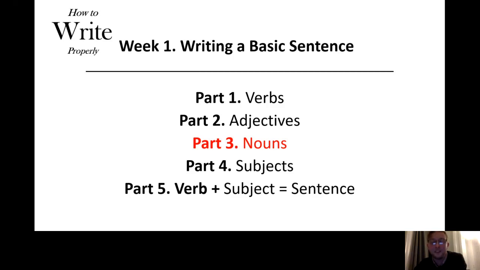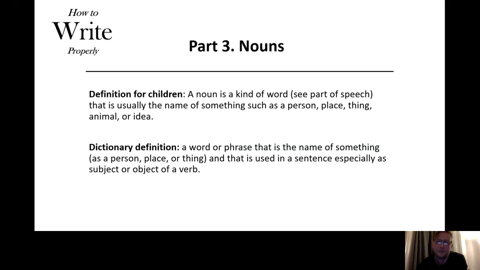Verbs we discussed are essentially doing words. Part 2 was adjectives. These are describing words. These are words that give you a little bit more context about the subject and about the type of thing that's happening in that verb. And today is all about nouns. So what is a noun? Well, you might remember from school, primary school, that a noun is a naming word. So if a verb is a doing word, an adjective is a describing word, a noun is a naming word.